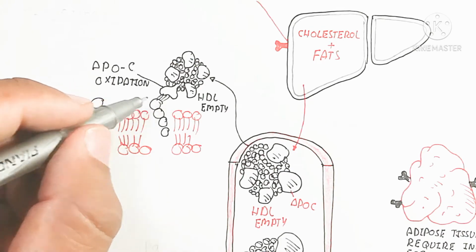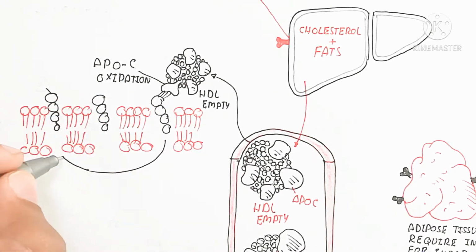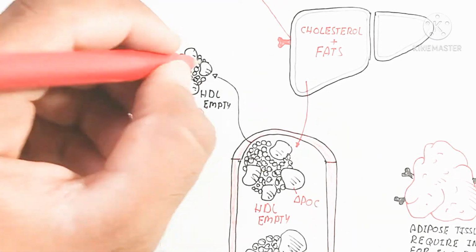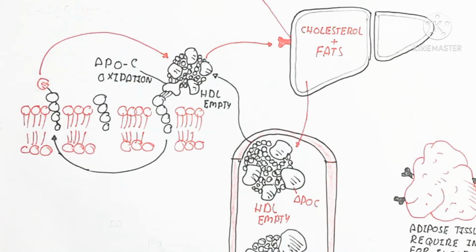So here I am drawing the blood vessel, which contains high density lipoprotein that comes from the liver after the modification of apoproteins E, C, D and A. That apoprotein contained here is the high density lipoprotein and low density lipoprotein. High density lipoprotein that is empty means it has a less amount of cholesterol.